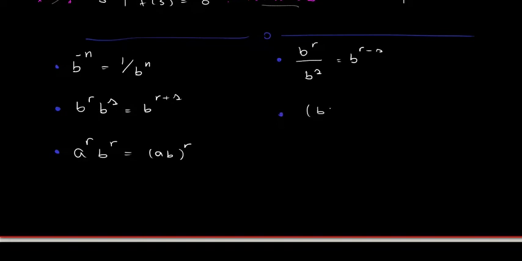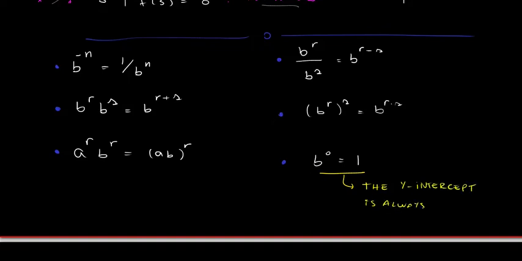When we have b to the power r and this to the power s, then the exponents multiply themselves and we have b to the power r times s. And last, every time we have b to the power 0, the result will be 1. Now this last property is very important because it is telling us that the y-intercept is always 1, no matter the base. Let's move on to view some other examples.